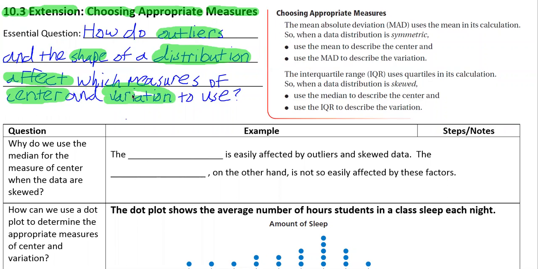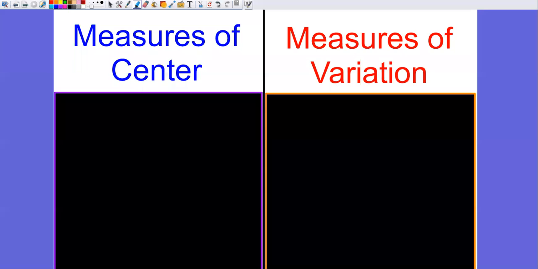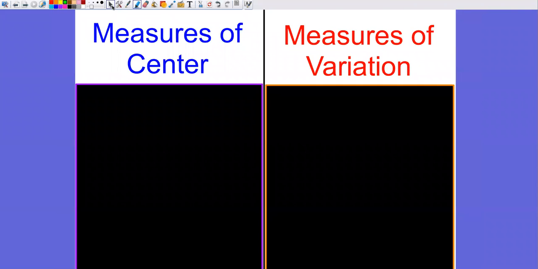So outliers and the shape of a distribution can inform us of which measures of center and variation to use. Okay, we'll get back to this. I'm going to go to just a review of what measures of center are and what the measures of variation are. Let's do a quick review of what these are.